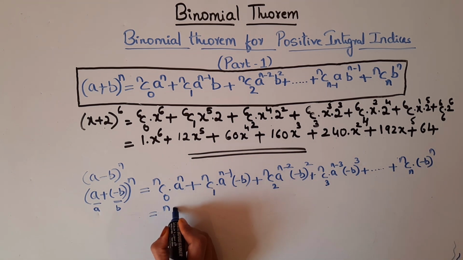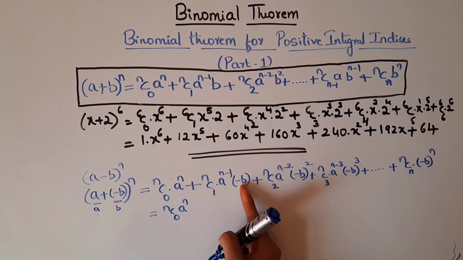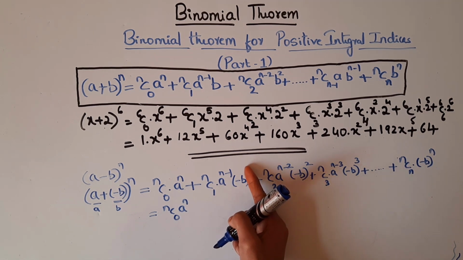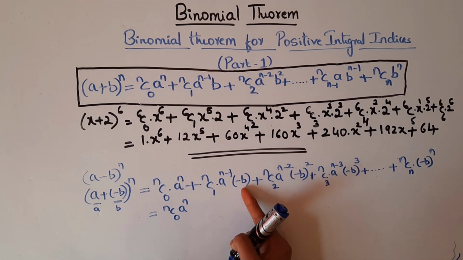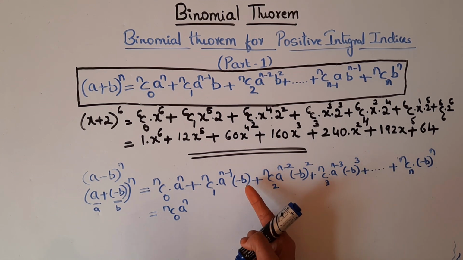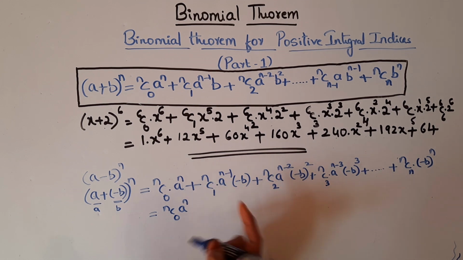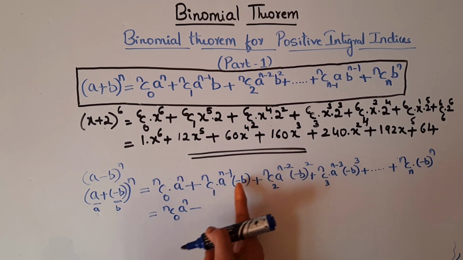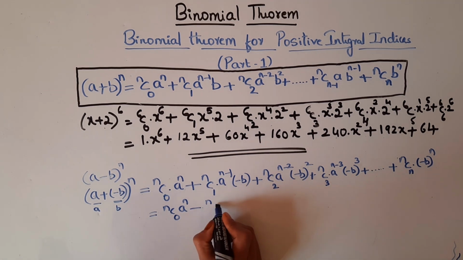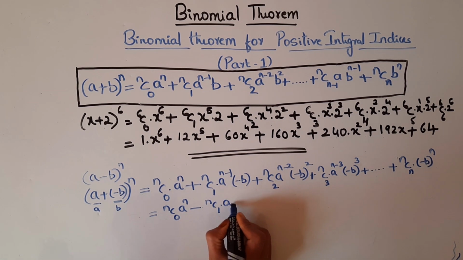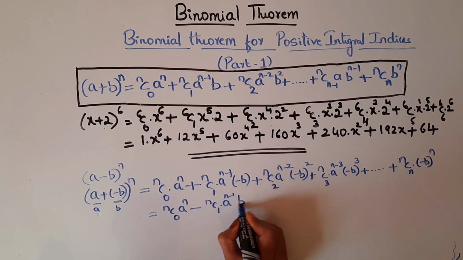We have NC0 into a power n, here minus b to the power 1. So you will get minus only, right? When you multiply, if b is any number, let's say for example b is 2, so minus 2 to the power 1, you will get minus only, right? So that minus I will keep outside. So minus into plus is minus. Now I can take this b. So can I write this term as NC1 into a power n minus 1 into b.